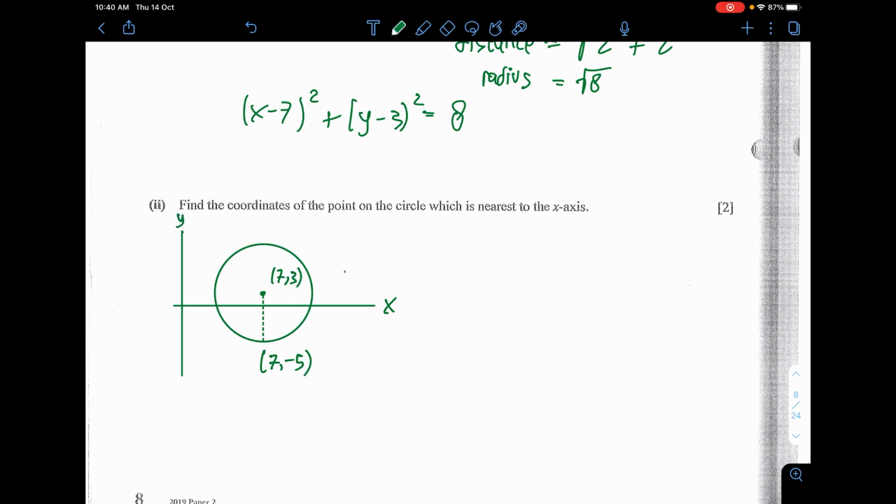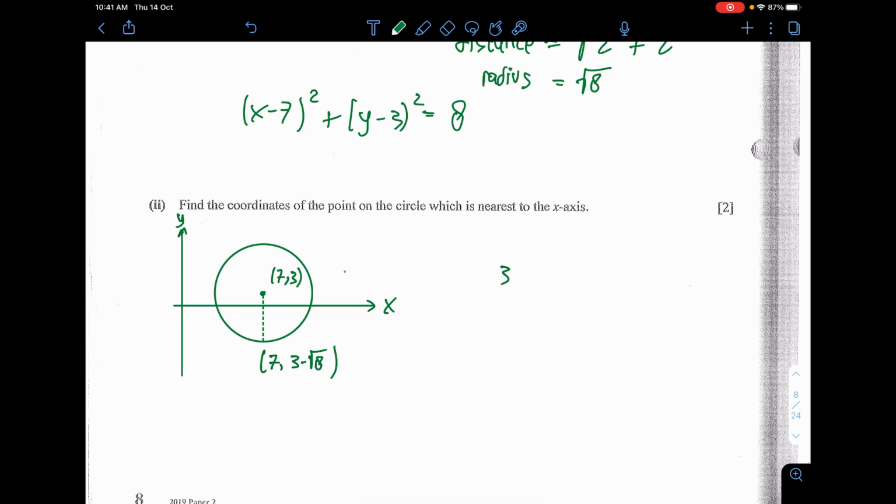Okay, that's how the circle should look like. The point of the circle which is nearest to the x-axis. Wait. One more thing. I actually had a typo here. Radius is square root of 8, not 8. So it's 3 minus root 8.